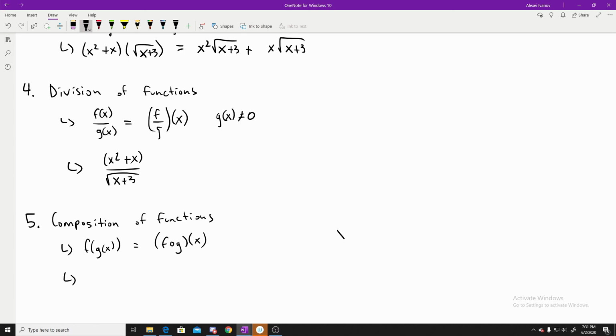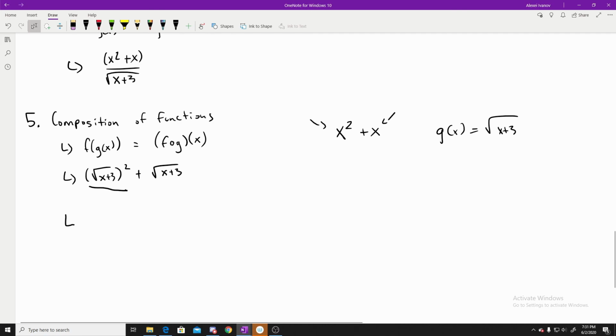So if we were to look at what f was, x squared plus x, into every single x value, we would plug in the value of g of x, which was the square root of x plus 3. So the value of f of g of x would be the square root of x plus 3 squared plus the square root of x plus 3. And we can go on to simplify this right here, but I'm not going to for the purpose of this video.